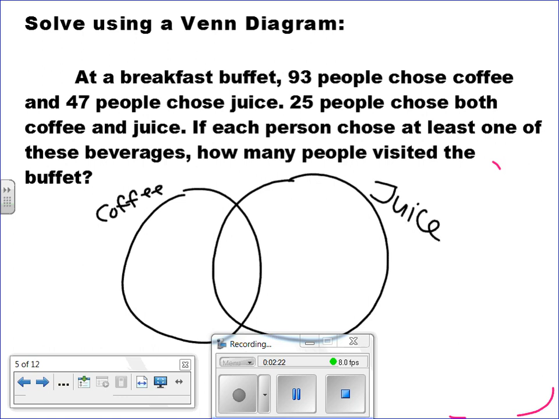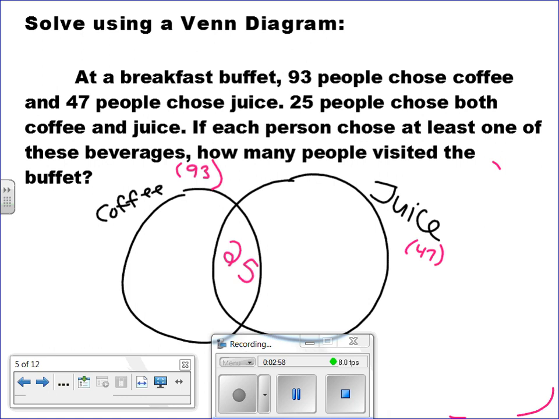Now when they say 93 people choose coffee, that's 93 people in this whole entire circle. So I kind of just put that number on the outside in parentheses for now, because I'm not really sure how many are in each subset group. And they also said 47 people choose juice. You can also just put that in parentheses, because that's how many would be in this total circle area. Now here's where we really can start ourselves off. 25 people choose both. You can put that 25 in the overlap region. That's called the intersection region, where coffee and juice intersect.